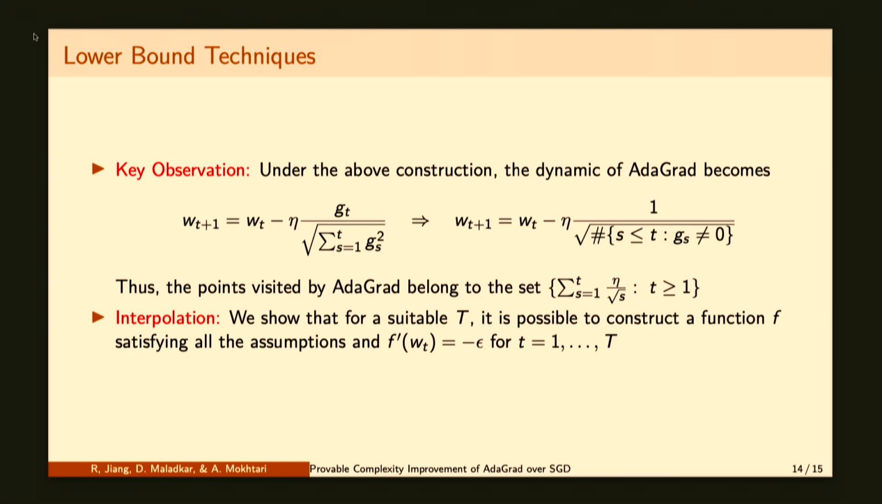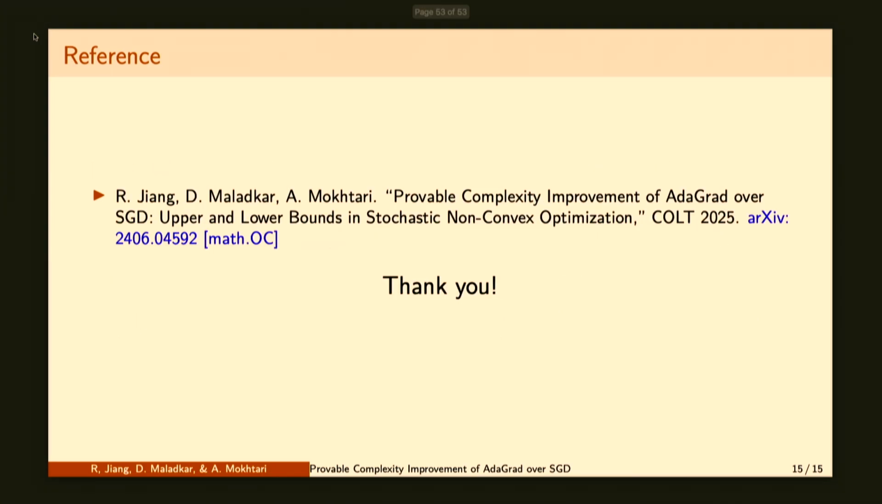And that's what they do in the lower bound. They show that you can pick t suitably large and force the gradient of f to be equal to epsilon or minus epsilon on these points. So that's the proof strategy, and this is done for each coordinate separately. And yeah, I'm happy to take any questions.